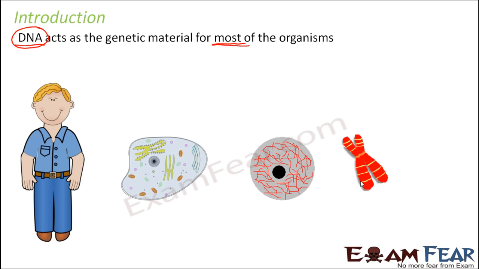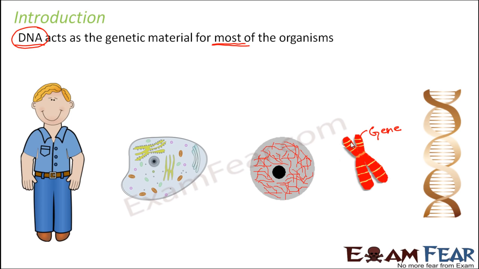Now when you talk about this gene, what exactly is it? What is it made up of? What decides that this is the gene? It is actually made up of this double-stranded structure called DNA, and a certain portion of DNA corresponds to a particular trait. Let us suppose that this portion of DNA corresponds to hair color, this portion corresponds to eye color, and this portion corresponds to skin color.